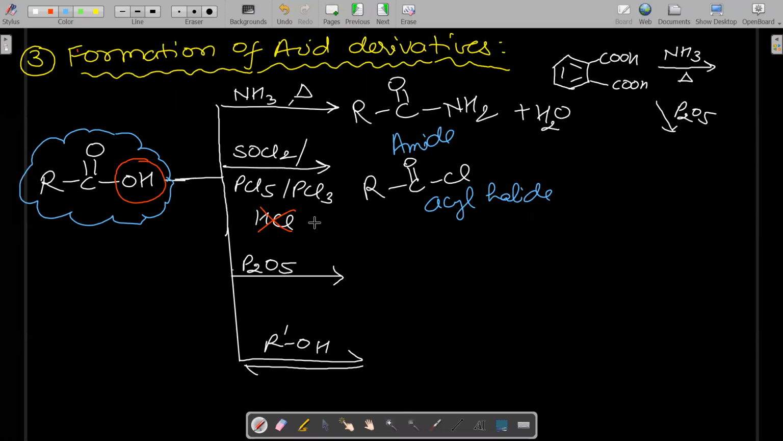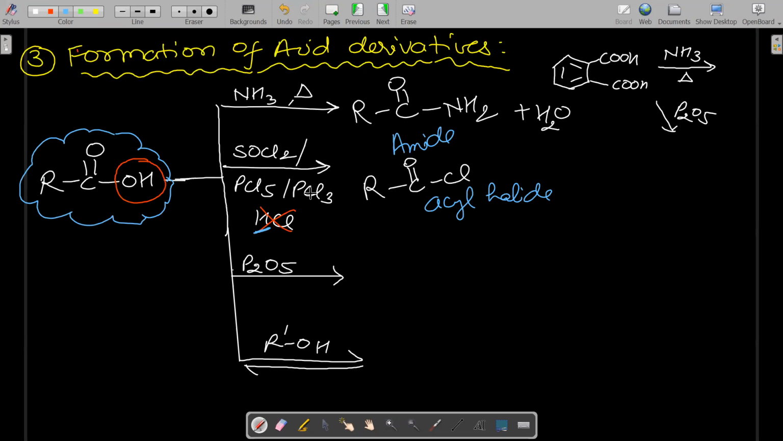What will happen when it reacts with HCl? चलो यहाँ पे Cl तो आ गया, OH की जगह Cl ग्रुप आ गया. What will the byproduct be? H and OH. What will the byproduct be? Water. And due to this reason, it will be hydrolyzed and revert back. Okay. So carboxylic acid does not react with HCl because the byproduct water is formed, which hydrolyzes acyl halide into carboxylic acid again. Means reverse reaction occurs. So HCl cannot be used due to reverse reaction.